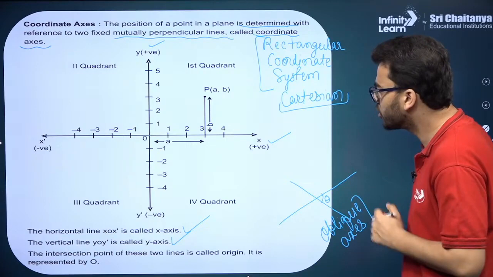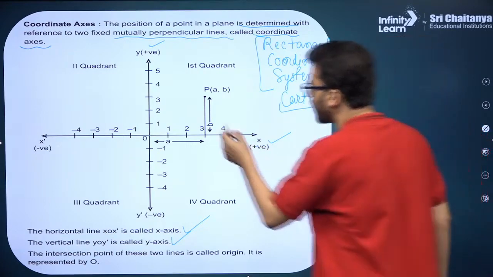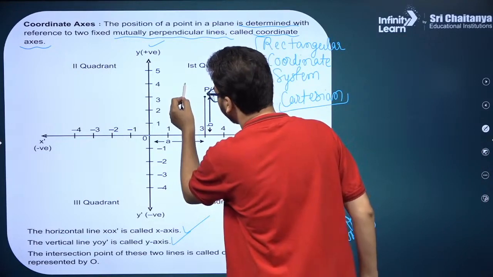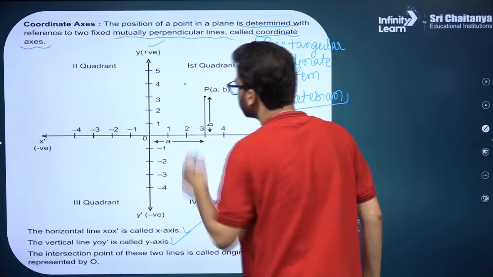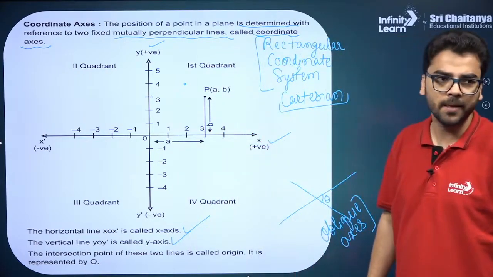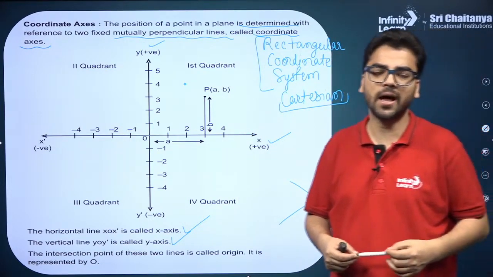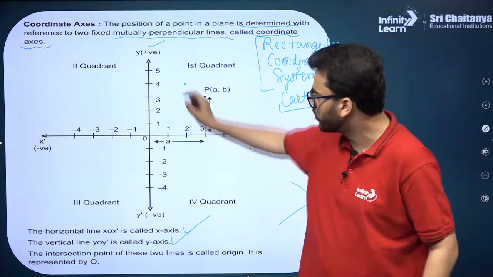Now I want to show you something. Suppose I have got this point. Can you tell me what are the coordinates of this point over here? What are the coordinates of this point, guys? Tell me. Just tell that quickly, guys. What are the coordinates of this point over here?